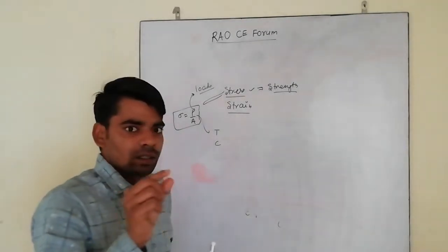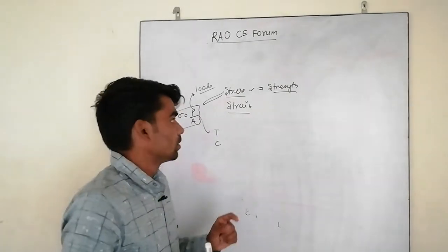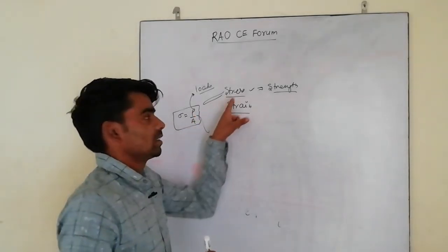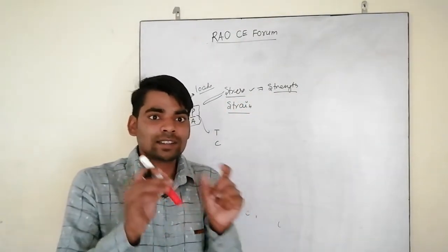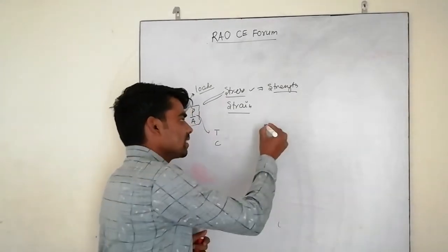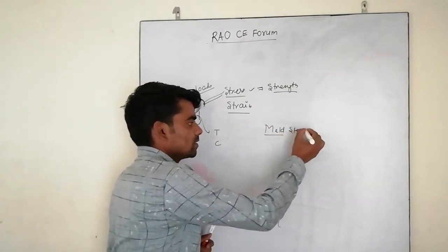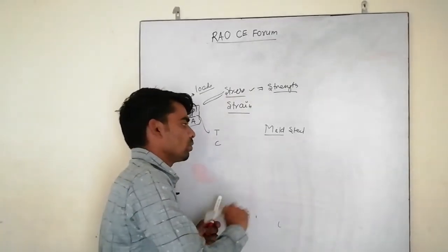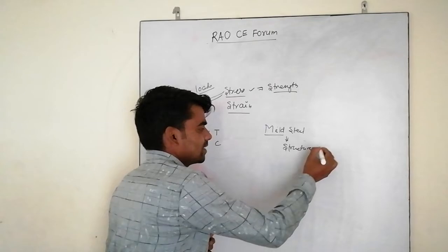Friends, before constructing a structure we should know the behavior of material. Apart from that, to determine strength, we have to know the stress strain behavior of material. Mild steel is a general metal which is generally used as a construction material, and it is also known as structural steel.